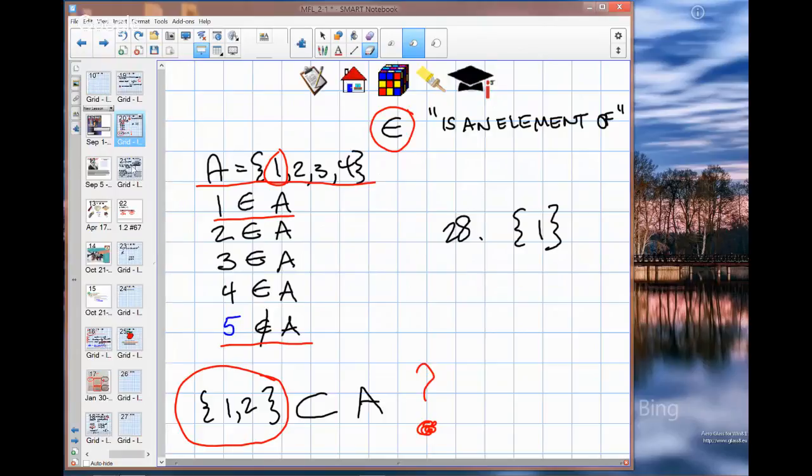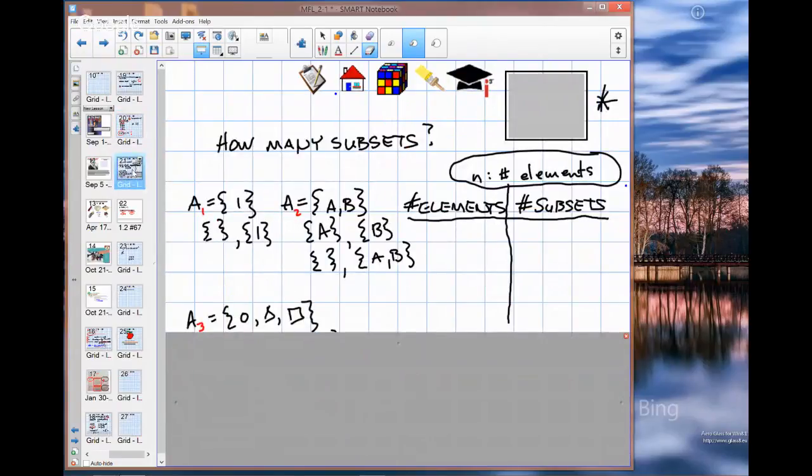Okay. Now, how many subsets does a set have? There's actually, guess what? A pattern. So we're going to go back to our good old pattern recognition from last time, and we're going to review that a little bit. So I made up, here's my first set right over here. Let me get a different color so I can highlight this in blue. Here's my first set. I'm just calling it A1. It only has one element, 1.